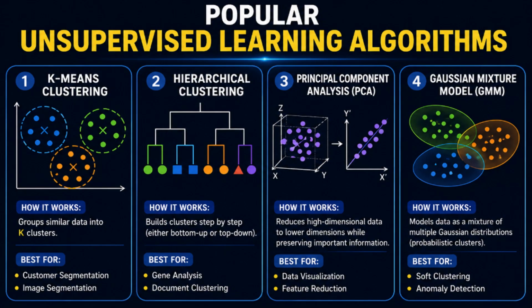There are different algorithms used in unsupervised learning, and each one has a specific purpose. K-means clustering groups similar data into a fixed number of clusters. Hierarchical clustering builds clusters step by step, creating a tree-like structure.